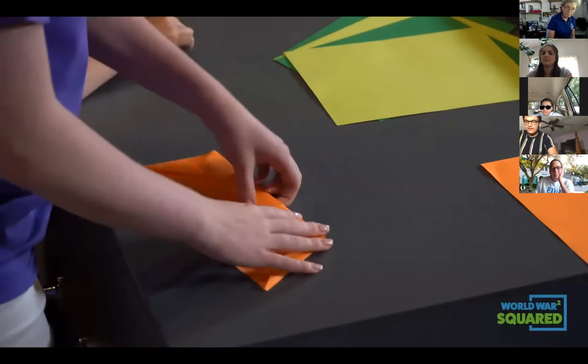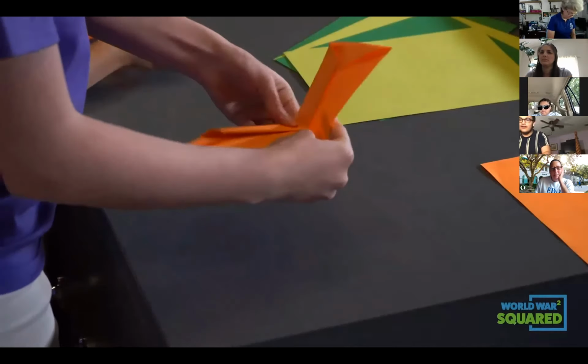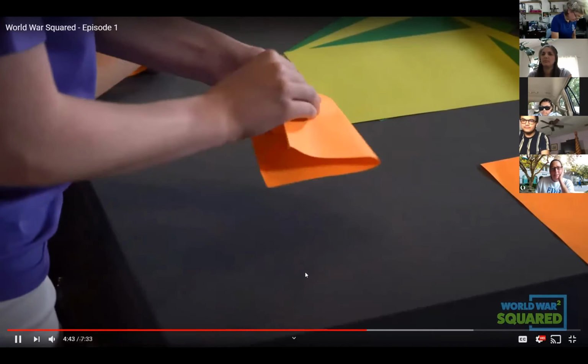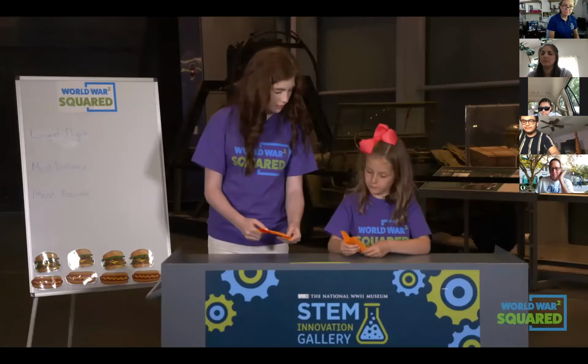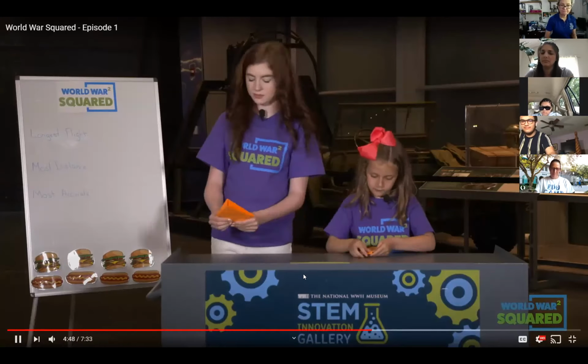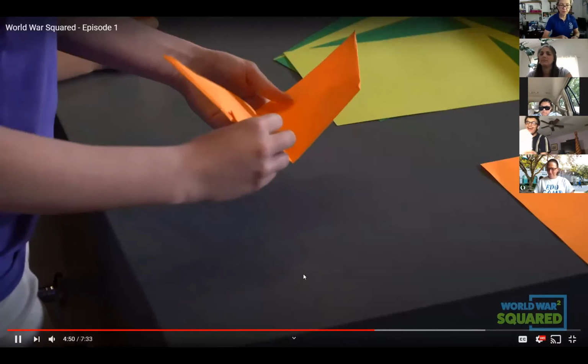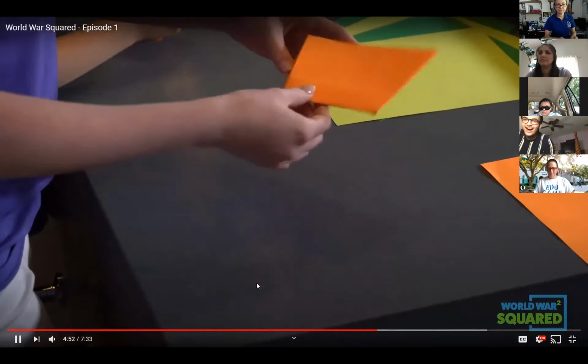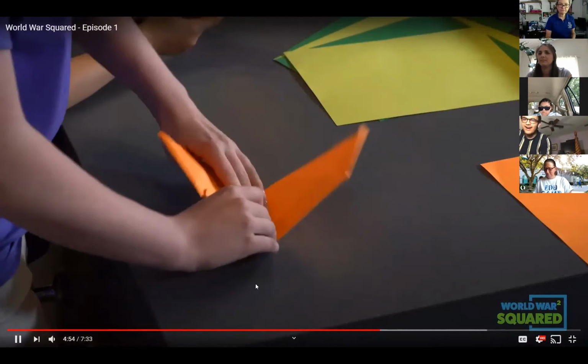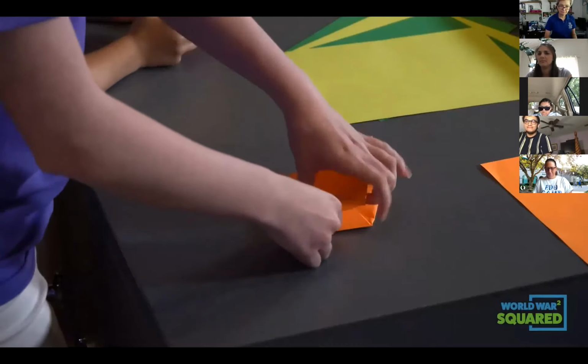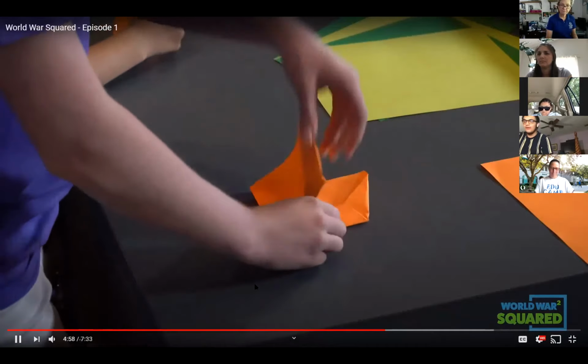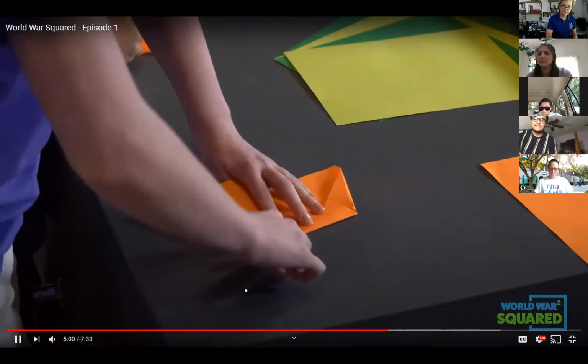Okay, now we're going to fold it back so the two wings meet, just like that. Then we're going to make a little crease in the center, so we're going to fold about 1/2 of an inch back the other way, and press that down.